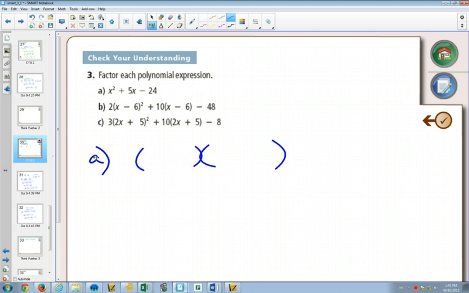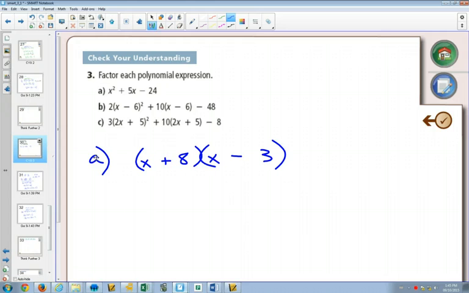right away to your brackets, think my first ones have to be x and x to get x squared. How can I get 24? What are different ways to get 24? 8 and 3. And if I used 8 and 3, do my outside and my inside ever make 5? Yes, they do. And if I want plus 5, I would need my 8 to be positive, my 3 to be negative. Do a quick check.